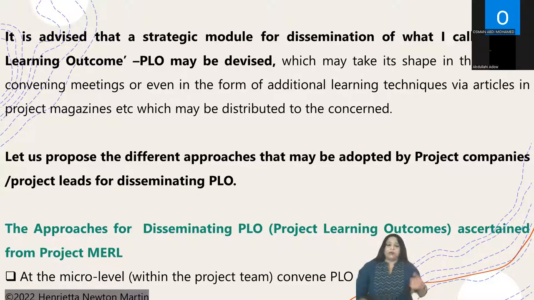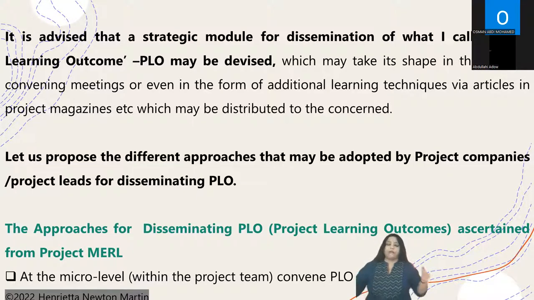And also the team learns during the implementation process the good part of it. There is a good part and there is a bad part. It's not always good. It's not always bad. There's always some good part, some bad part. And during the process, you learn the strengths and weaknesses of implementation of a particular project. So what are the different approaches? The learning outcomes need to be disseminated or shared.